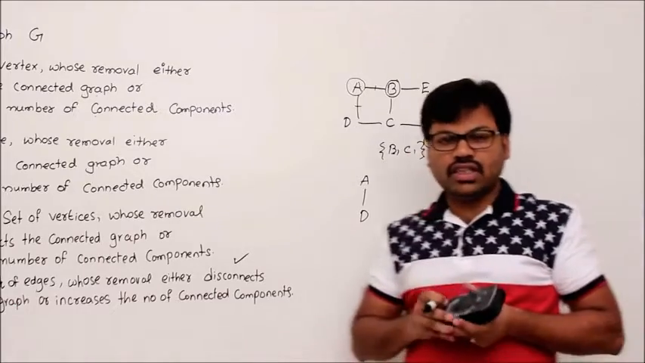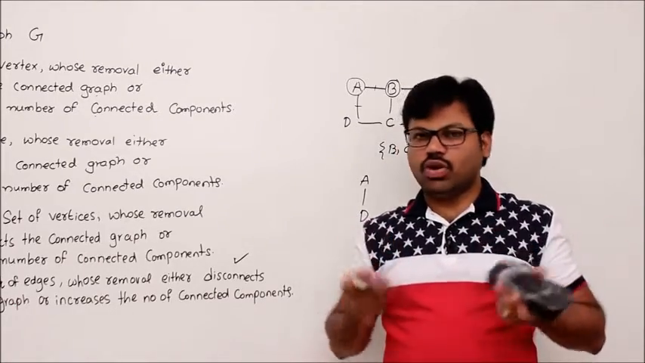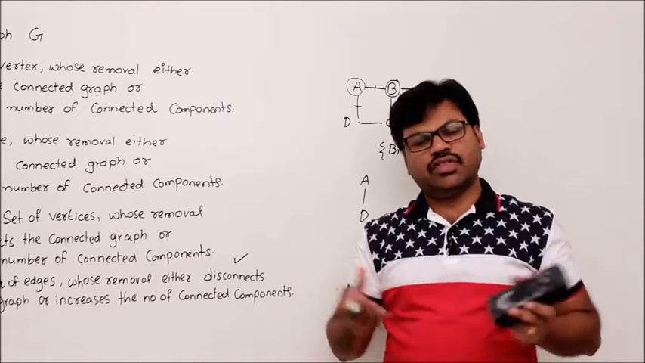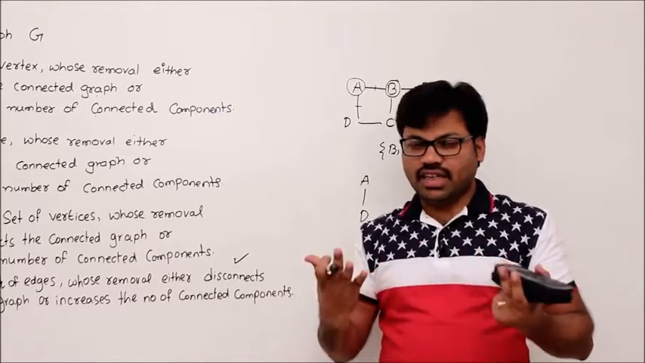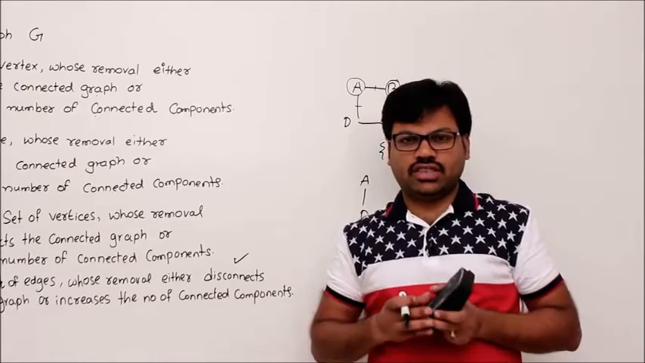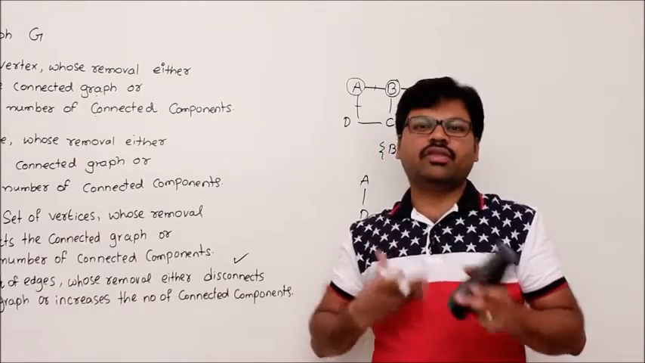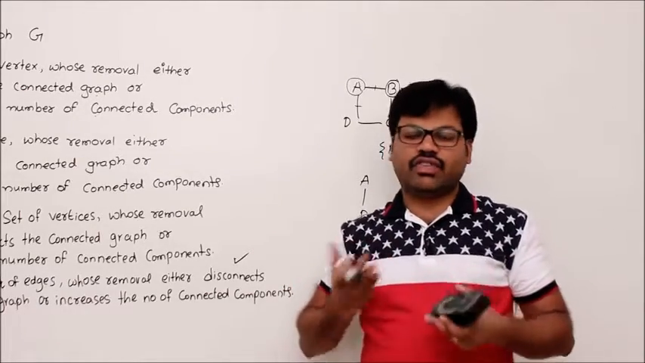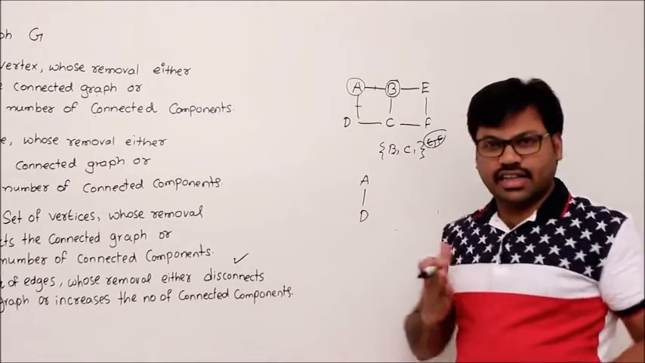So what I want to say is, for a cut vertex set, if you add some more vertices, the resultant set may not be a cut vertex set, but for a cut edge set, if you add any number of edges, the resultant sets will become cut edge sets. That's the difference between a cut vertex set and a cut edge set.